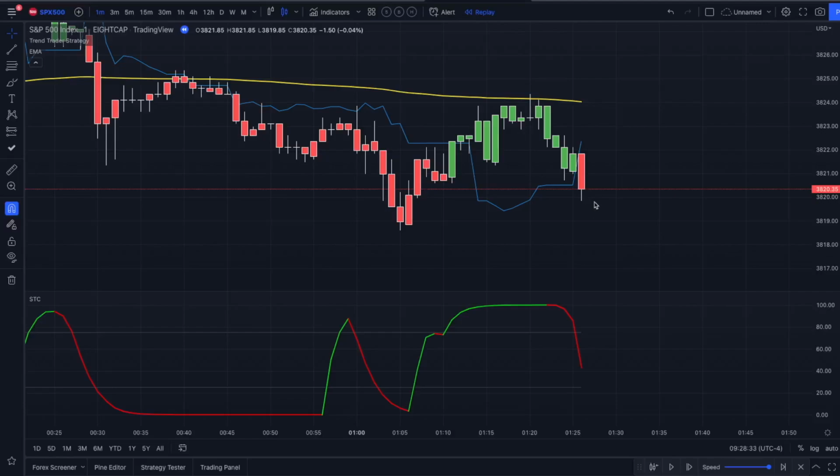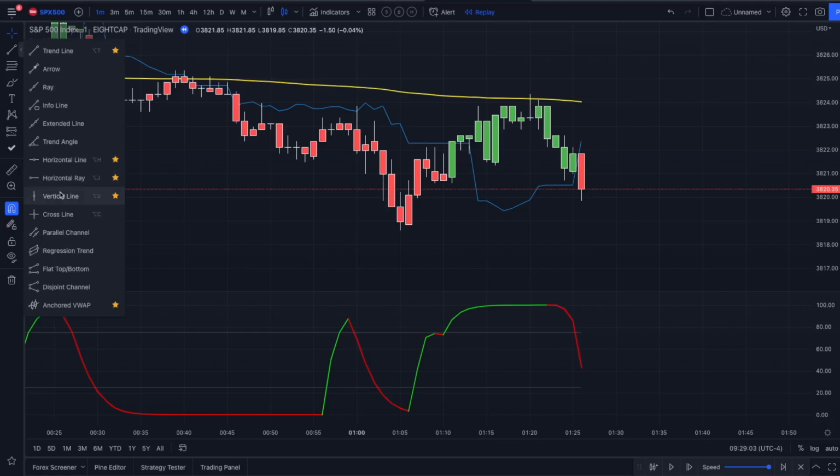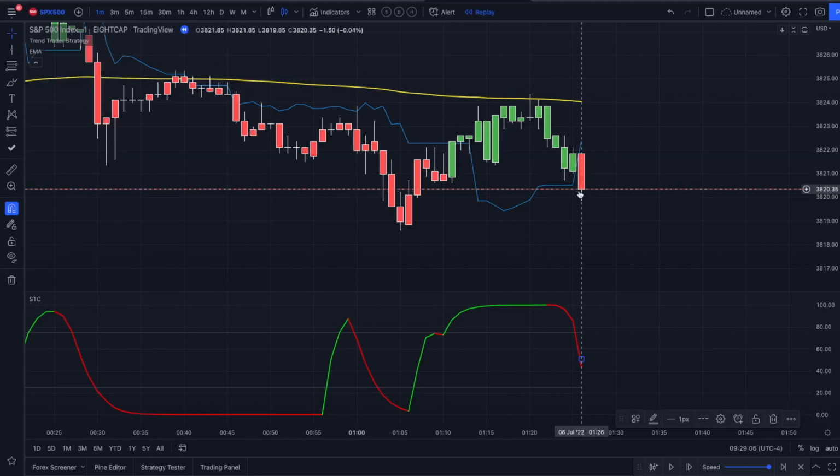Alright guys, now let me show you a few trade examples of how to use this strategy. First of all, we have to have a bearish candle close below the 200 EMA line. Second of all, we want to see price action stay below the EMA line, the yellow line here, cross the Trend Trader strategy line in red, turn green, come back and turn red again. And at the same time, we want to see the STC indicator be red as well. So on this candle, all our conditions were met.